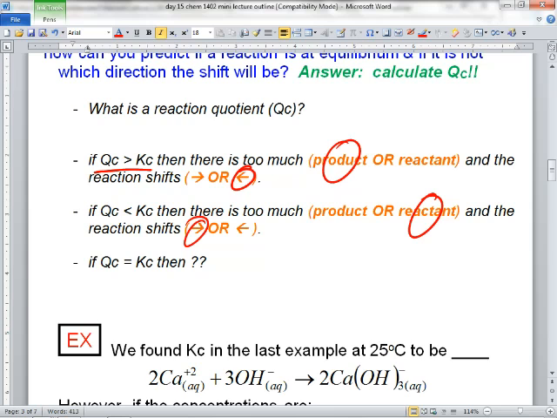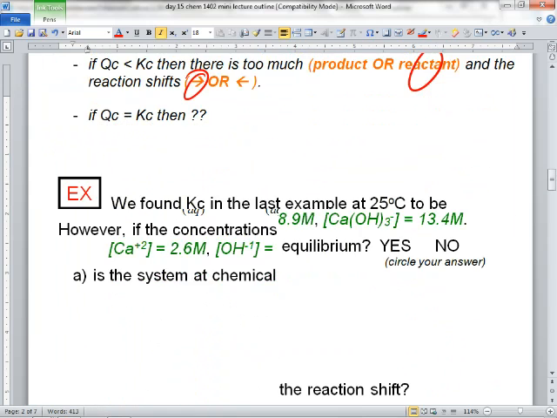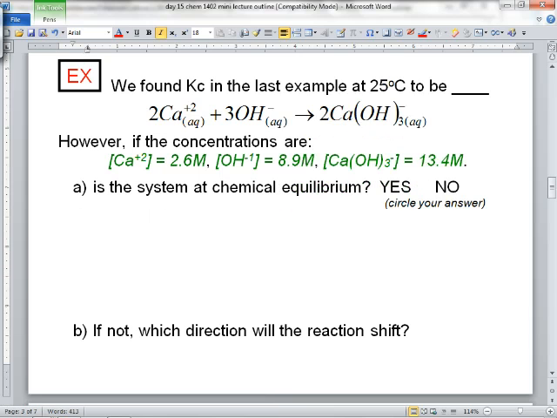Now, we found Kc to be 0.025. They have to give you the Kc, like in this question. The Kc is given. However, these are the concentrations. Victoria, are we at equilibrium? How do you figure this out? Calculate a Qc.